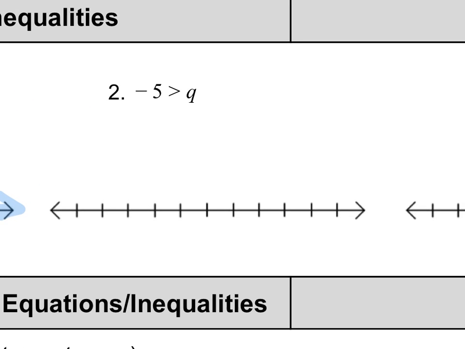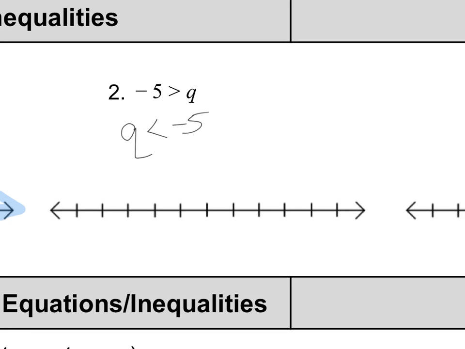Number 2 says -5 is greater than Q. Well, right off the bat, I can tell you folks, I'm not too thrilled that my variable's on the right-hand side. I like to see the variable on the left-hand side. This isn't an equal sign. I can't just flip-flop these things around all willy-nilly. I have to maintain the integrity of the inequality sign. So if I were to move Q to the other side and then -5 to the right, essentially flip-flop, I need to flip-flop that symbol as well. So Q is less than -5.